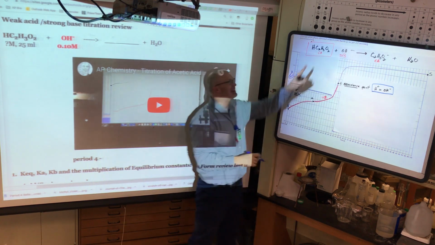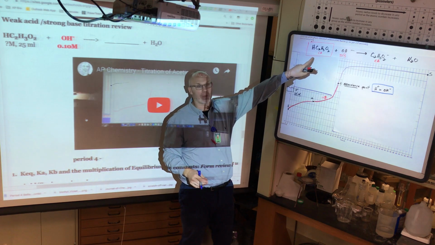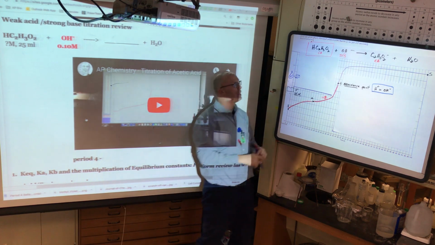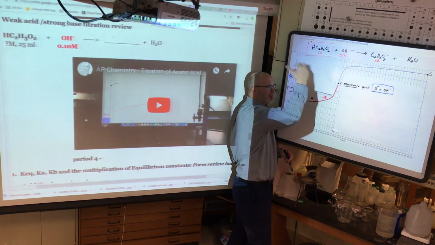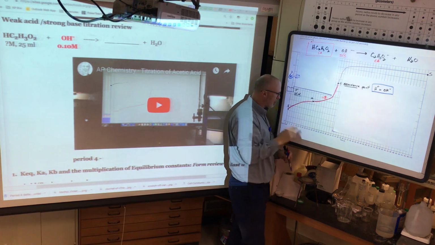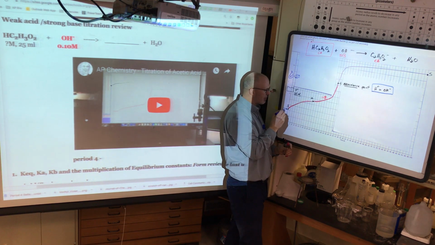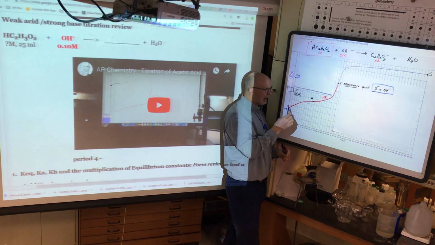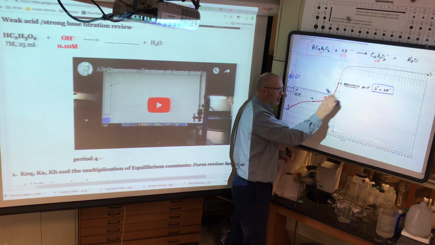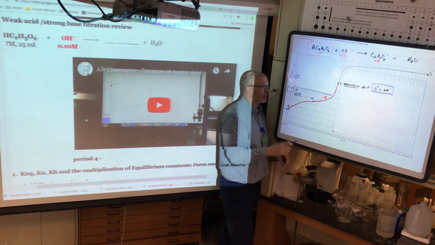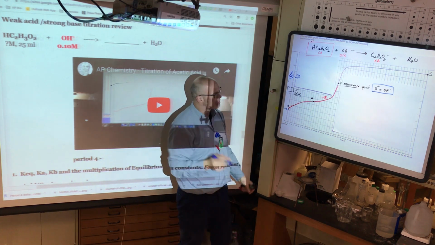Now we know that this acid is not good at giving off its protons, but this base forces it. It's going to drive it. Normally this acid would stay around this pH for that certain concentration, but we're going to force it to do all these other things, force it to give up its H+. Okay, so let's get started.